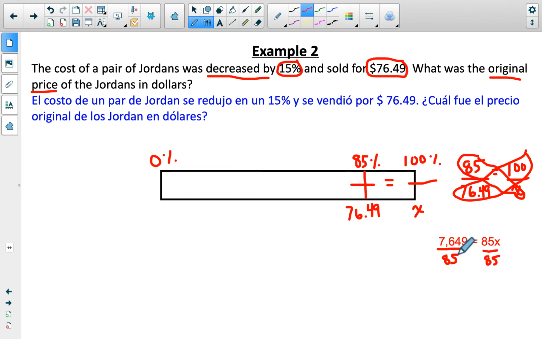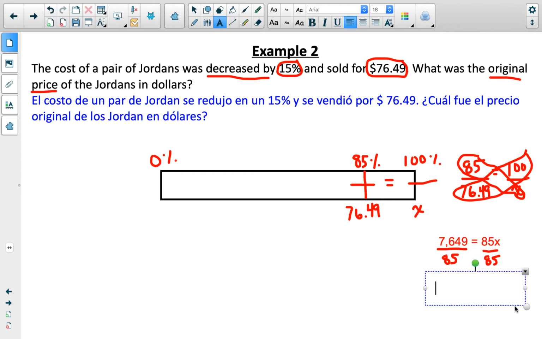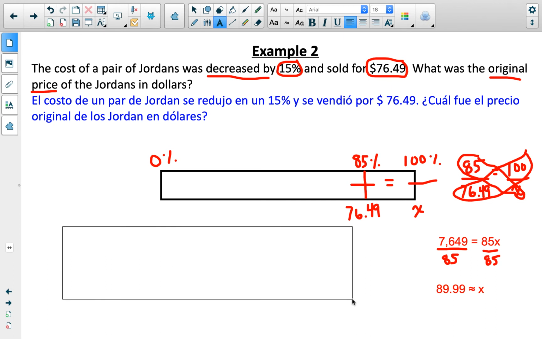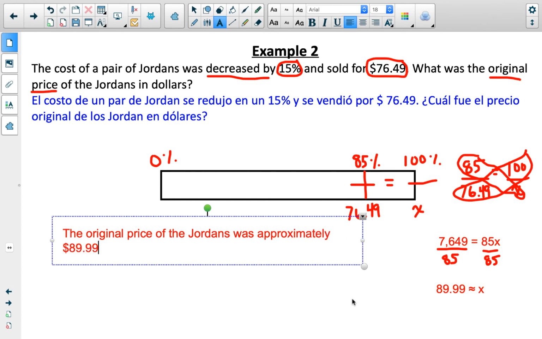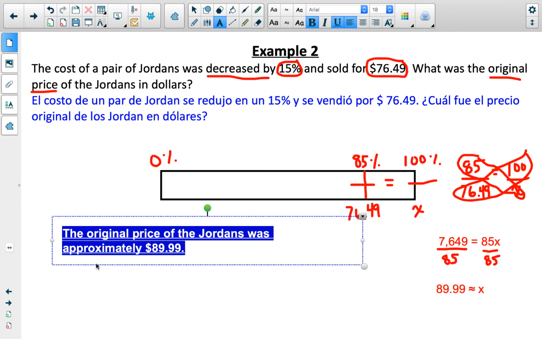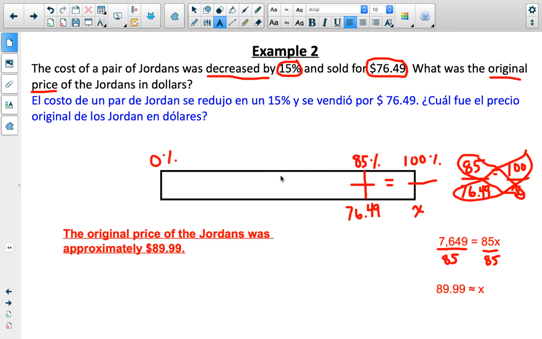And I'm picking up my calculator. And x ends up getting this kind of messy number of 89 point, I'm just going to round it to 89.99. Okay, so the original price of the Jordans was approximately $89.99. Okay. Once again, this just comes down to setting up our bar diagram and making sure the values are placed in the correct spot.